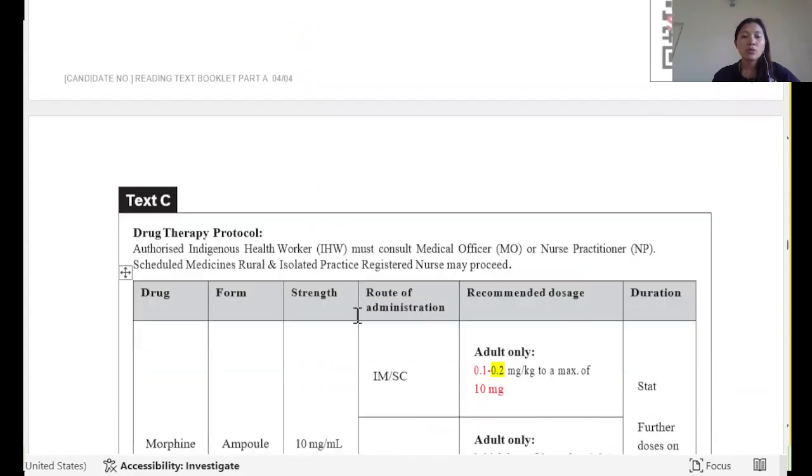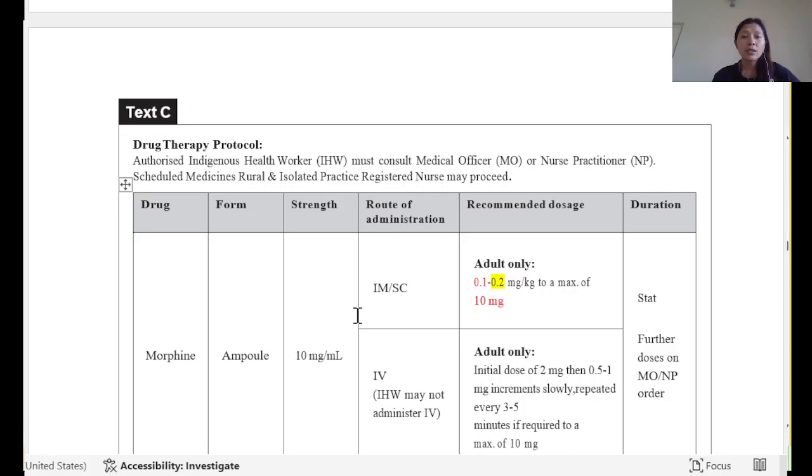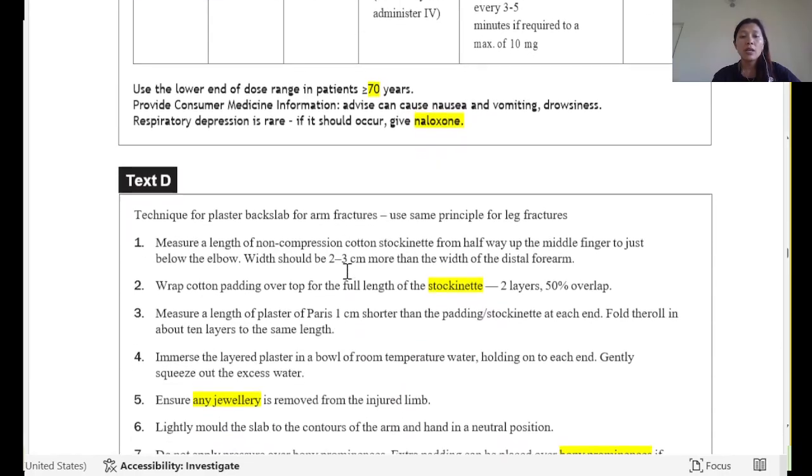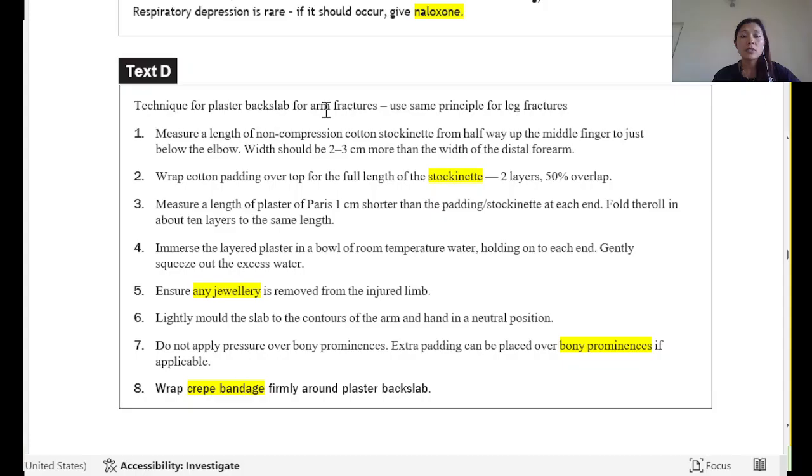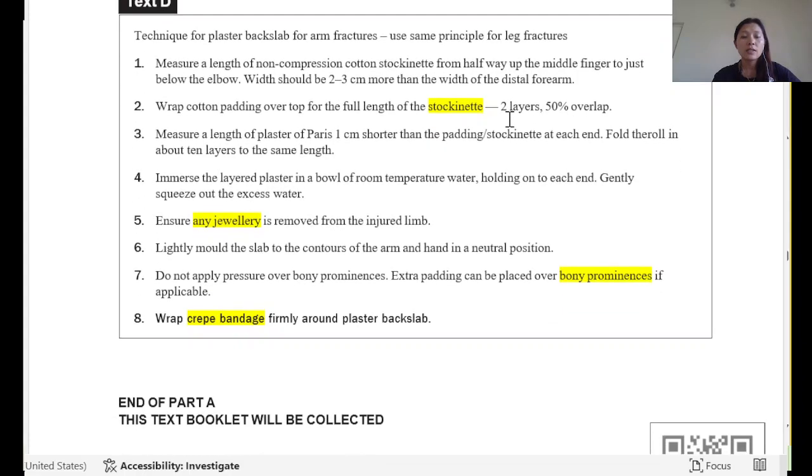Now text B is over, and text C, easily you can identify this is related to drug therapy, no need to worry at all. And now text D is related to the technique of putting on the plaster for arm fractures, not limb fractures. Okay, and use the same principle for leg fractures. So this is a technique.